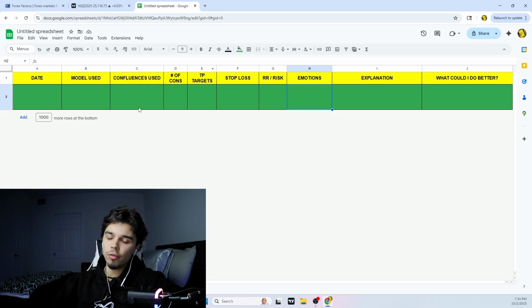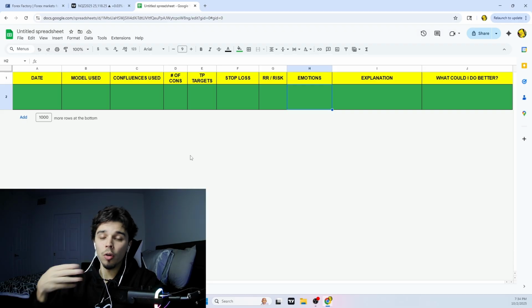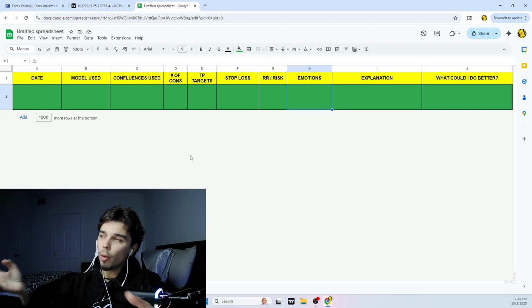And then whatever confluences I use in the trade, right? Do we have an SMT? Do we have a fair value gap? Obviously, we have inversions. Well, I have an inversion because that's how I trade. So on and so forth.